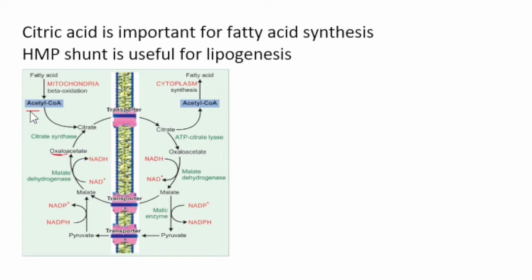Oxaloacetate and acetyl coenzyme A form citrate. Now this citrate is permeable to mitochondrial membrane. It will be transported from mitochondria to cytoplasm. In cytoplasm, it will be acted upon by ATP citrate lyase and again form oxaloacetate and acetyl coenzyme A. Now this acetyl coenzyme A can be used for fatty acid synthesis. So now you can understand why citric acid is important for fatty acid synthesis.